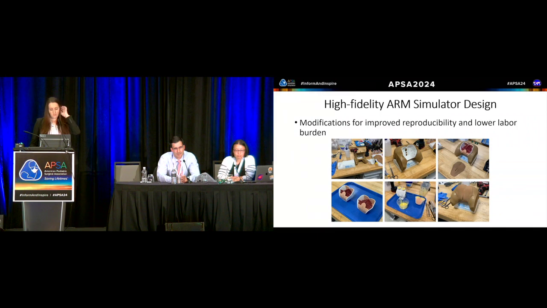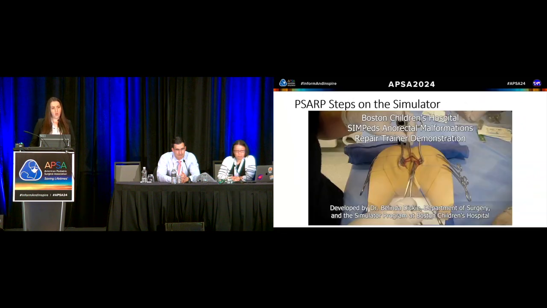With the goals of achieving improved reproducibility and a lower labor burden, improvements were made to the manufacturing process and tooling design. The base as well as the molds that are used for the various pieces composing the insert are 3D printed. The base is reusable and a new cartridge is placed to perform the procedure. I want to show you a brief clip of this in action.